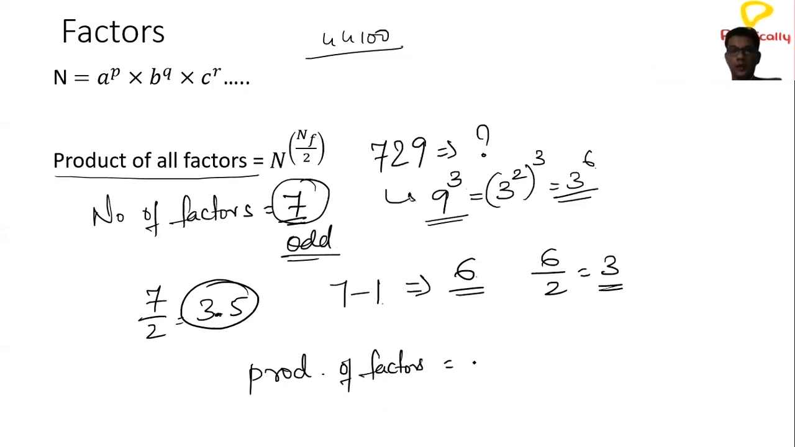is going to be the n value. What is your n value? 729 to the power of 3. And which is the factor which you guys ignored? How will you recognize that factor which you ignored?